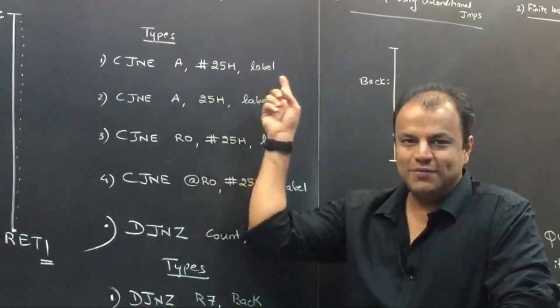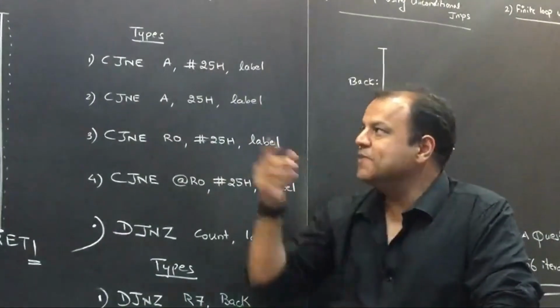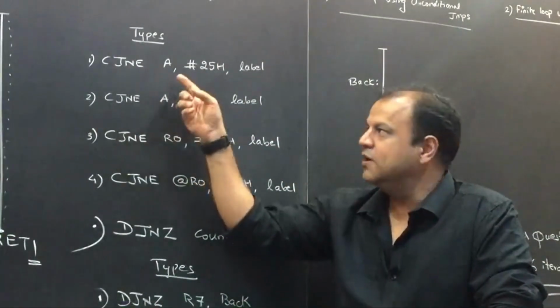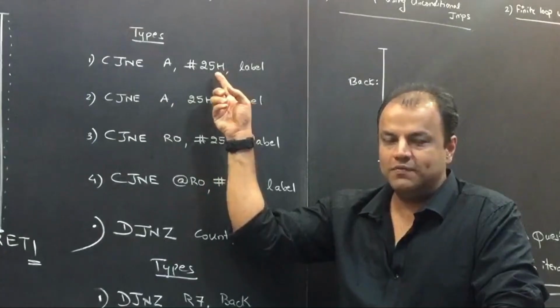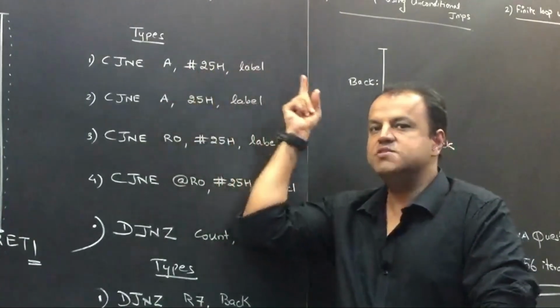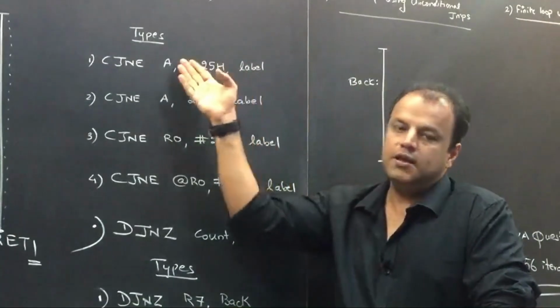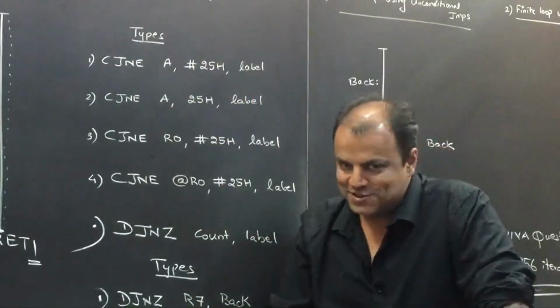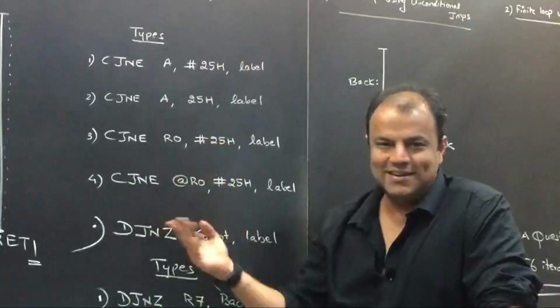CJNE A, #25, label. Come on, explain this to me. CJNE, compare and jump if not equal. It will compare A with the number 25. If A is not equal to 25, the program will take a jump to the location called label. Otherwise, the program will simply go to the next instruction. Did you understand this?